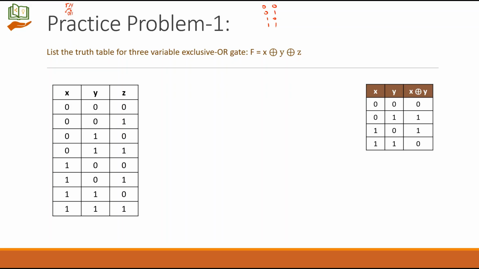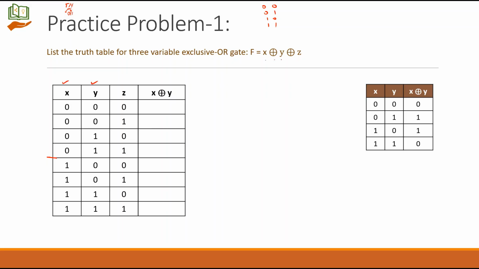So here we have 0, 0, 0, 1, 1, 0, 1, 1 for x is equal to 0. And we have 0, 0, 0, 1, 1, 0, 1, 1 for x is equal to 1. This is how we have got the 8 rows here. So let's first compute for x XOR Y. Here we have same values, so we will have 0 here. Here we have same values, so we will have 0 here.